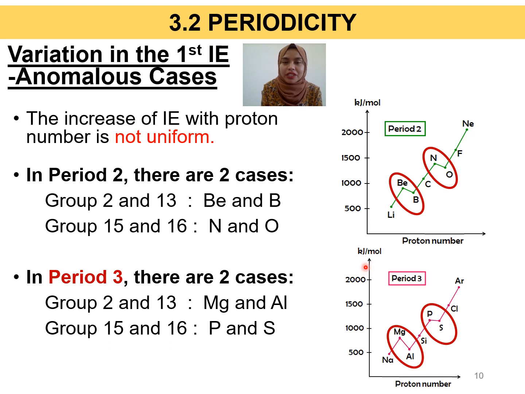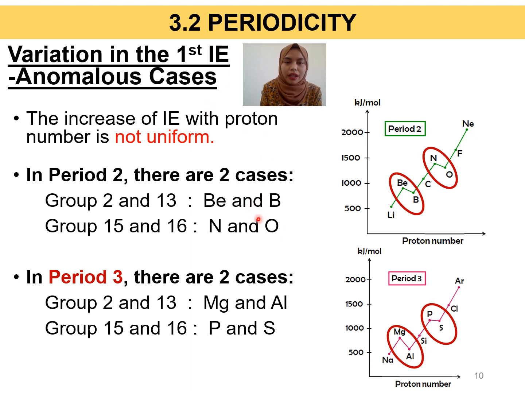Okay, tapi in general, kalau you move across the period, memang the ionization energy sepatutnya menaik. Okay, tapi there will be an exception in the period 2 and period 3, which in period 2 there will be two anomalous cases, Be B and also N dan juga O. Okay, kalau in period 3 there are two cases as well, which is between Mg and Al and also P and S.